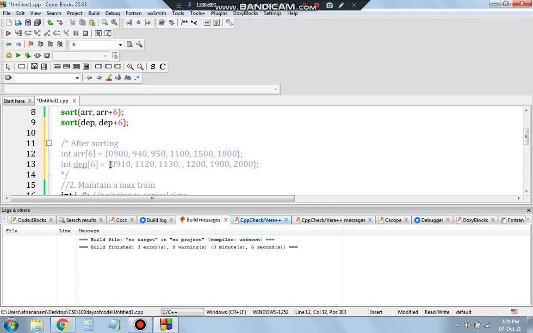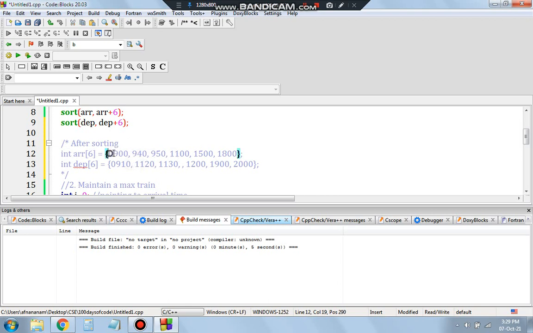Here, the thing is that the first train leaves at, not actually the first train, but a train will leave at 9:10. Another train will leave at 11:20. This train can be any of the trains among these, but it will leave at 11:20. That means from 9:10 till 11:20, how many trains come? They will have to be in different platforms.